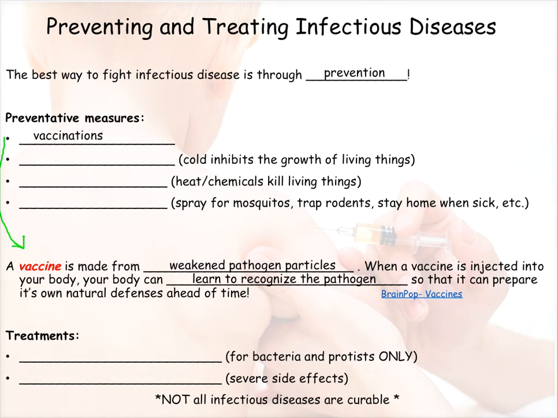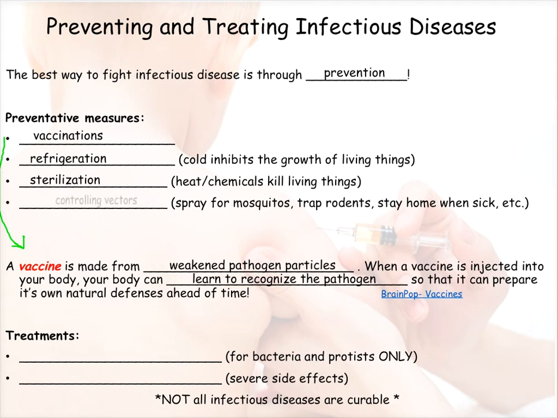In addition to getting required vaccinations, we typically employ the processes of refrigeration and sterilization to help control the growth of living things. So in this case, we would be talking about our bacteria and our protists. Refrigeration, we know we put our food in the refrigerator. That's to prevent it from growing bacteria. And sterilization, this can be anything from washing your dishes in hot water to spraying down counters with chemicals. And so these also prevent the growth of pathogens.